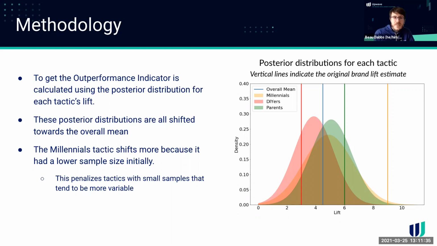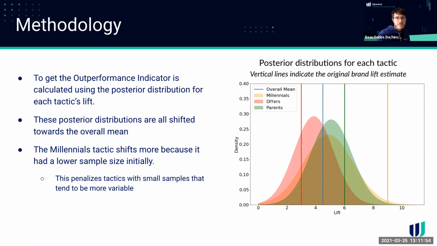So on the right, you can see that all of the distribution center points have shifted towards the overall mean, with the millennials tactic shifting the most because of its lower sample size and higher degree of uncertainty. Because of this shifting, our outperformance indicators will penalize tactics with small samples that are less likely to be stable.